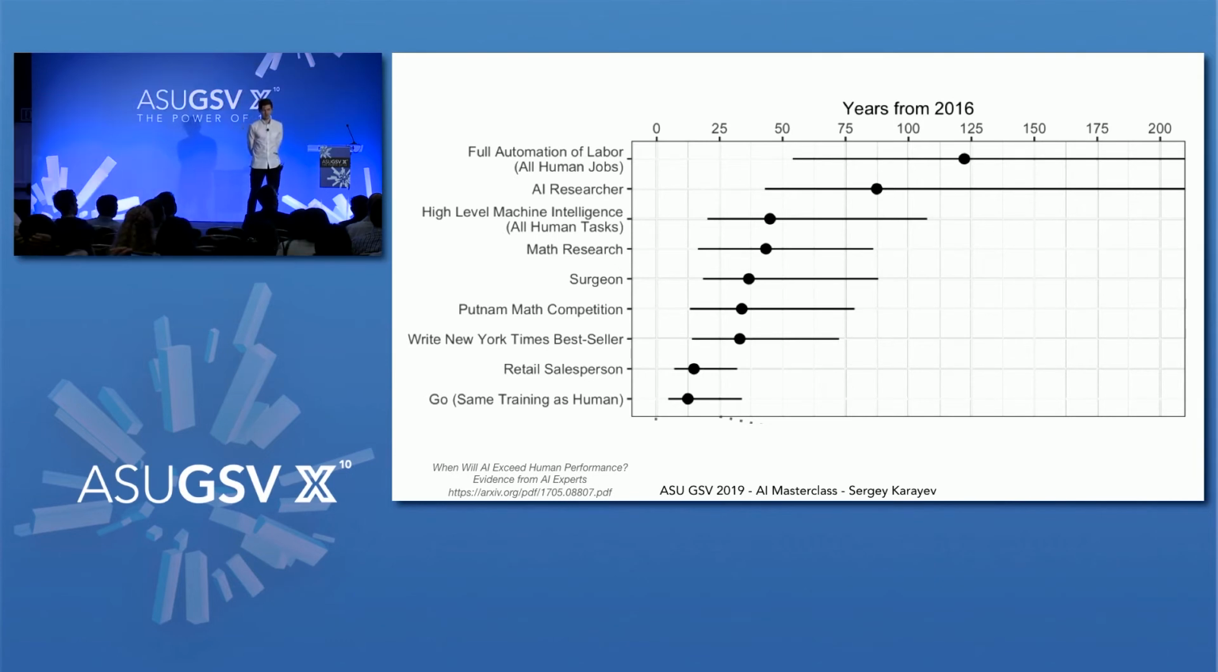So for example, what about a retail salesperson? So someone who can pick up things, scan them, put them in a basket, charge you. That might only be 10 years away, right? Something like a surgeon is maybe 50 years away. And something that can automate all possible human labor is on average, people say 125 years away, with a huge error bound around it.